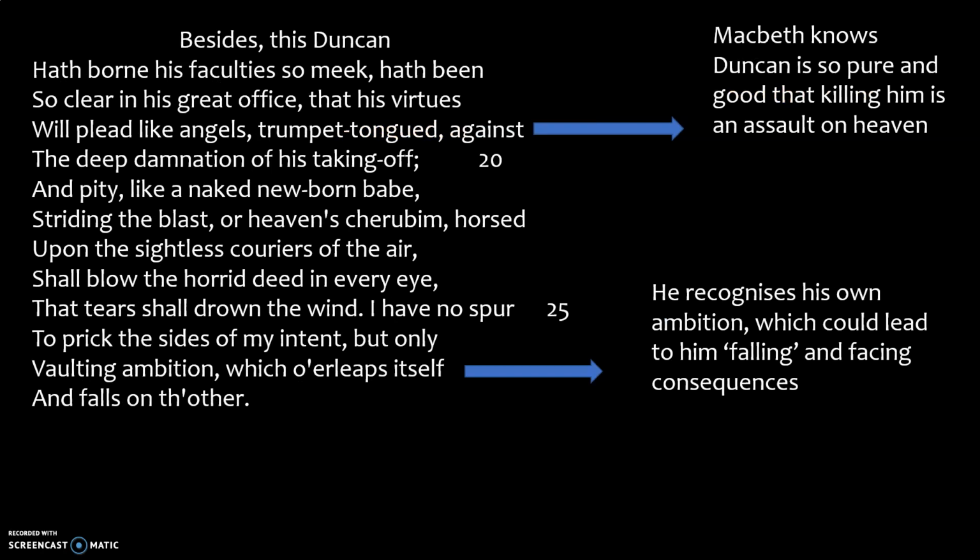He goes on, "Besides, this Duncan hath borne his faculties so meek." He's been really nice, and then he goes on to talk about angels, trumpet-tongued, damnation. He is describing Duncan as so pure and good that killing him is almost an assault on heaven. And that links to the context here, the belief that a king was chosen by God himself. So Macbeth choosing to murder the king in many ways is committing an act against God as well.